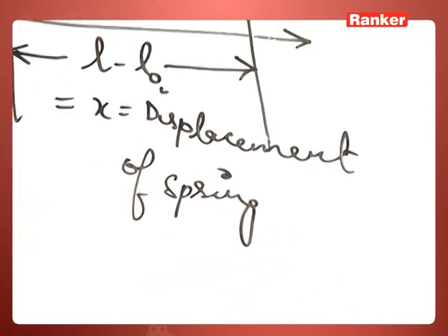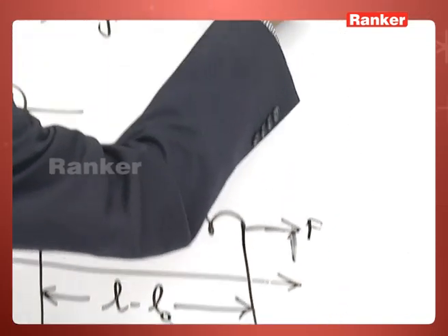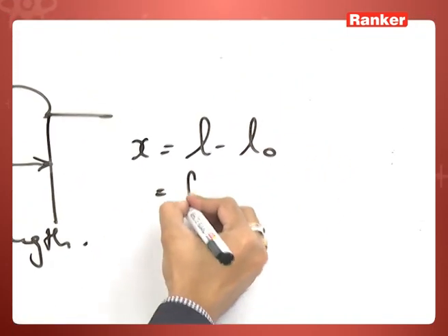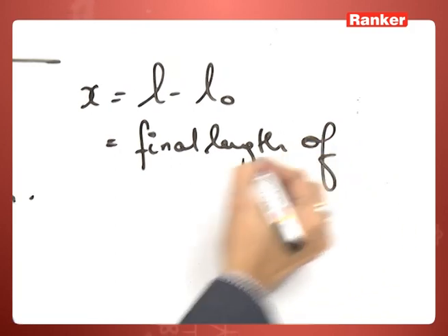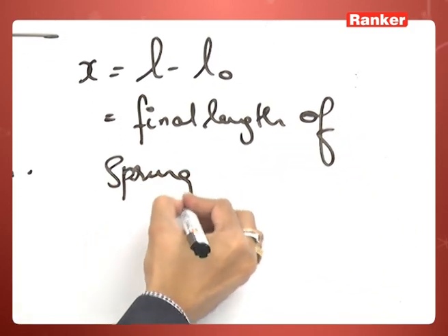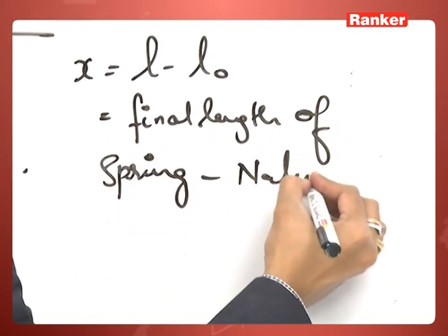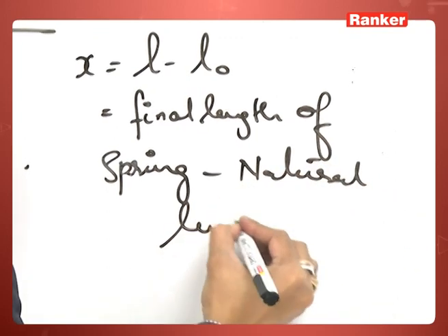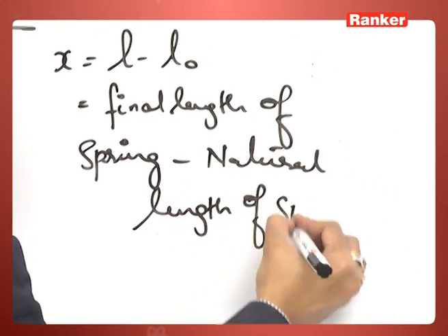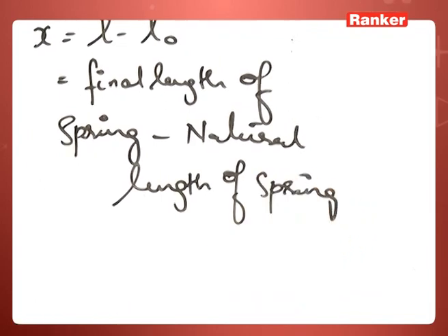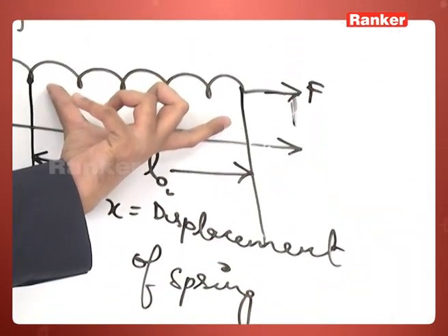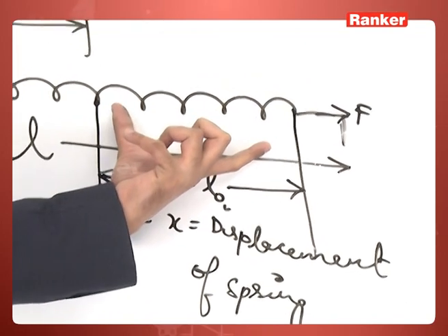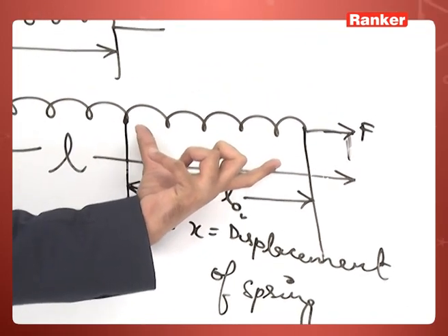Now here I say x is equal to L minus L naught, that means final length of spring minus natural length of spring. Now if the spring is able to bring back this part of the spring, then the atoms and the molecules constituting this spring will be in a natural state.